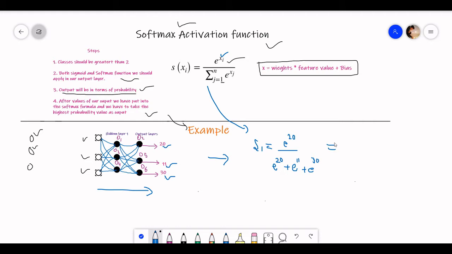Let's suppose after calculating all these values, we will get our S1 as 0.3. I have not calculated it here, this is an assumption. According to the formula we have to calculate our S2 also. S2 will be nothing but e to the power 11 upon e to the power 20 plus e to the power 11 plus e to the power 30. It will be equal to 0.6.